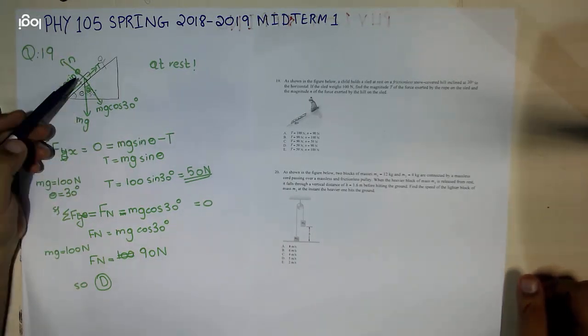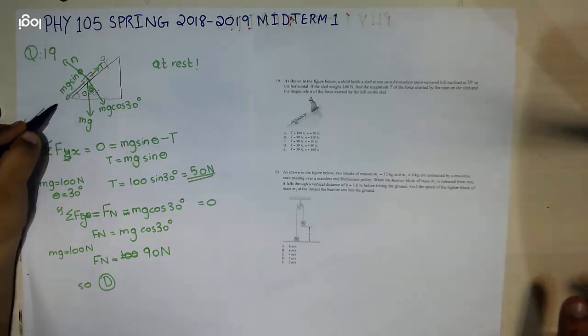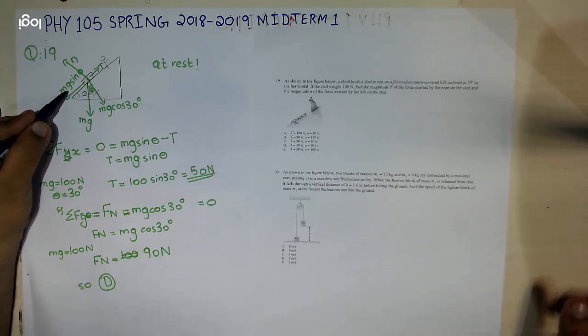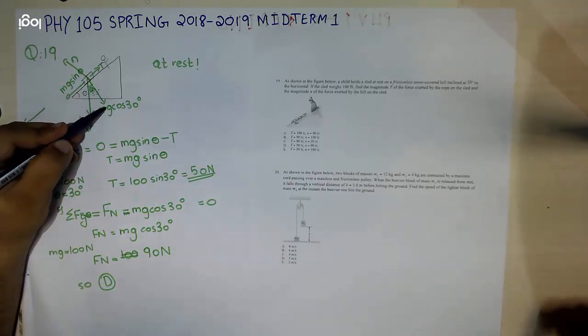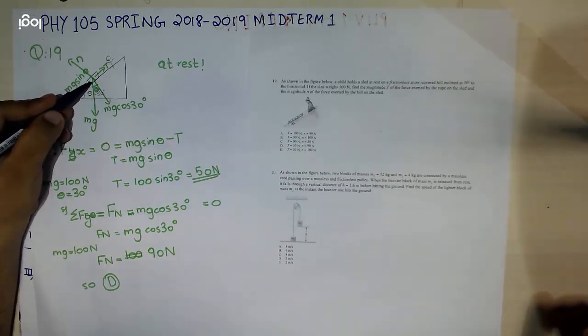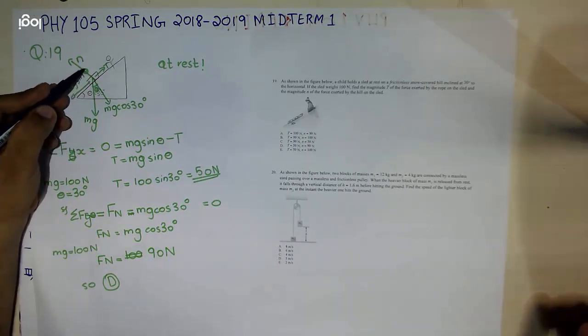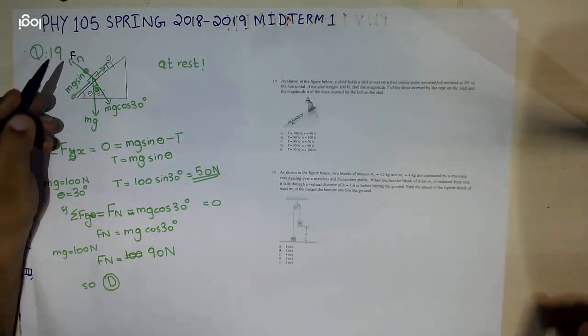Now everyone, you should know that you have to divide it into components. So our component in this direction is mg sine theta. And our component in this direction is mg cosine theta. We derived it from mg, and we had an angle over here. We derived it into its components. And this is our normal force, Fn.